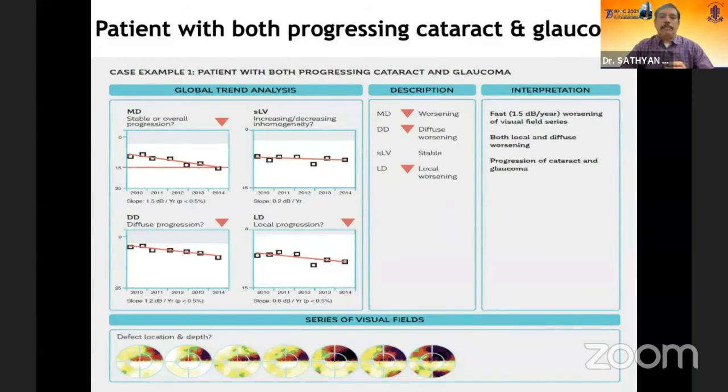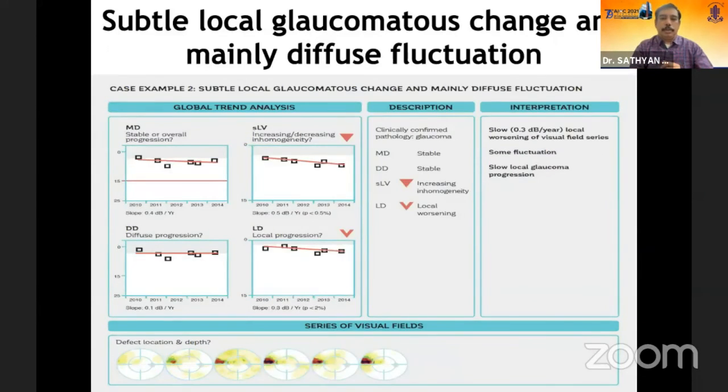And if the patient is having a cataract, I want you to see here, the diffuse defects are increasingly shown here, and you see the local defect also is increasing. So in Octopus, we can separate the diffuse defect graph and the local defect, so we can understand whether the patient has a glaucomatous change happening, or is it something else which is showing as a defect.